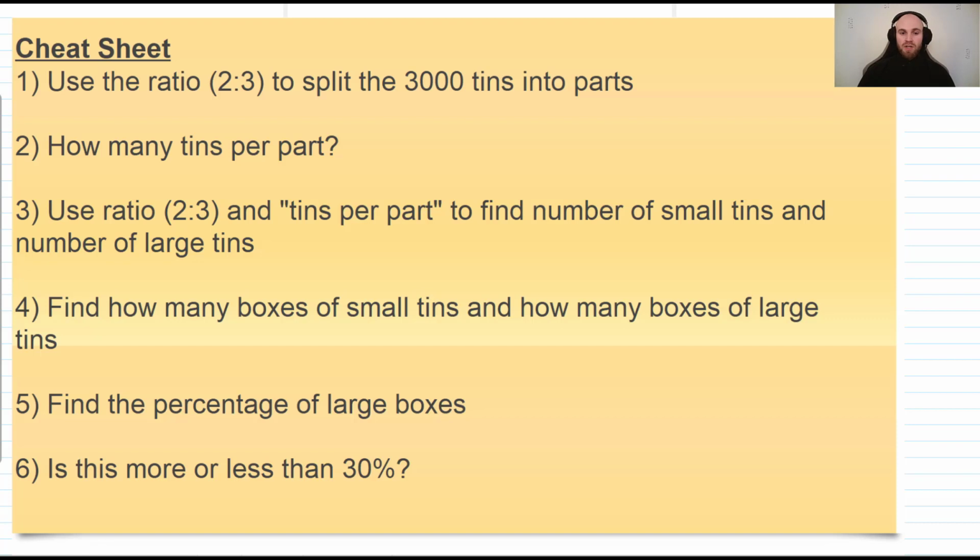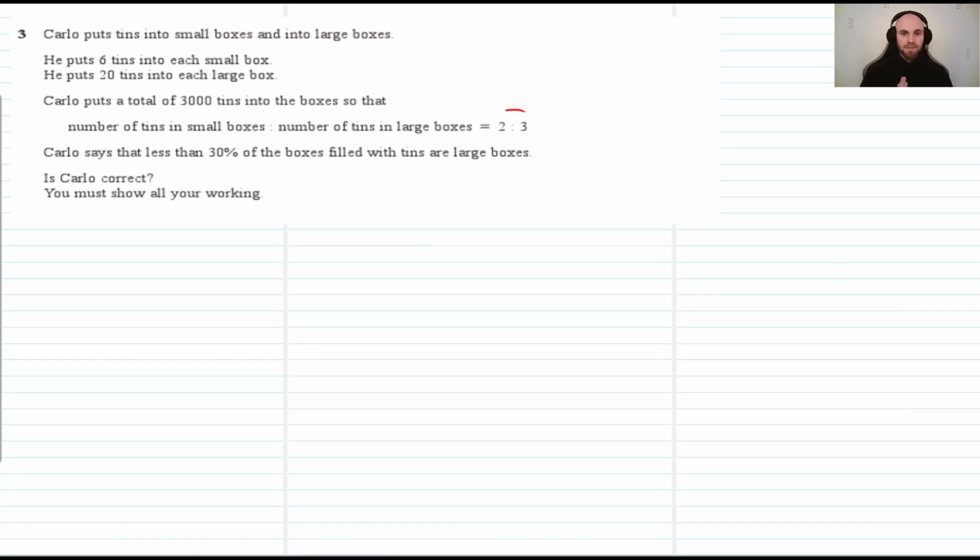We're going to use this ratio again of 2 to 3 and the tins per part to find the number of small tins and the number of large tins. For part 4, we're going to find out how many boxes of small tins and how many boxes of large tins there are. We're going to find the percentage of large boxes, and then we're going to ask the question, is this more or is it less than 30%?